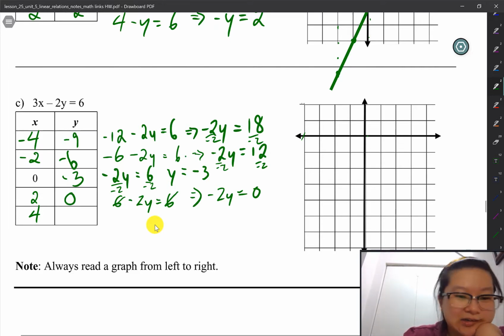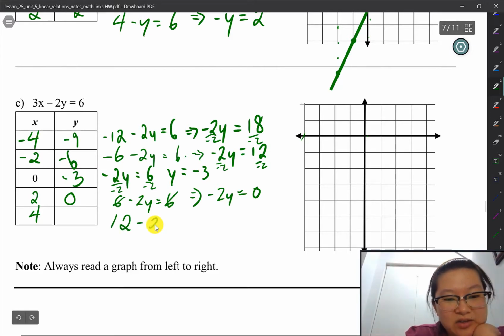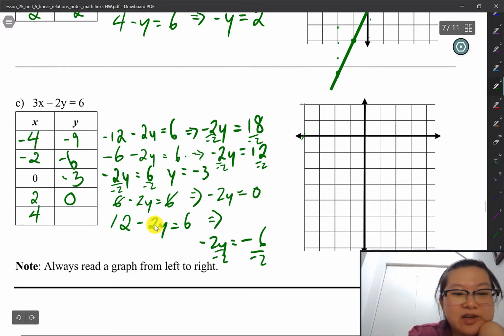Yay! Life is easier. Okay, next up we have 4 for x. So I'm going to take 4 times 3x. That's going to be 12, minus 2y is equal to 6. Let's rearrange it because I'm going to get 12 on the other side, meaning 6 minus 12. So negative 2y is going to be 6 minus 12, which is negative 6. Divide both sides by negative 2. I get negative 6 divided by negative 2. I get 3, positive 3.